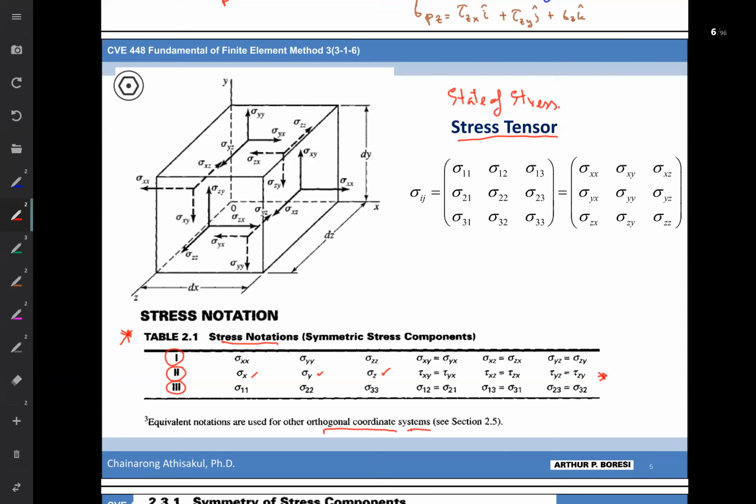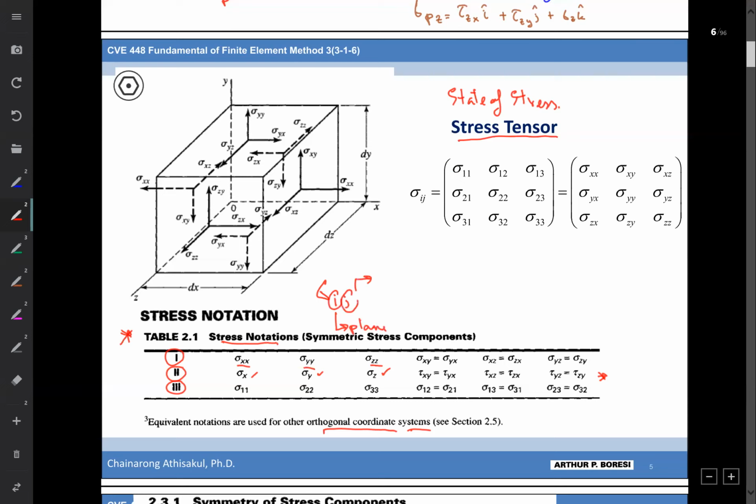But for another textbook, it may use the first notation. The first notation represents sigma x, sigma yy, sigma cc as normal stress. The first subscript represents the plane, and the second subscript represents the direction, sigma ij.